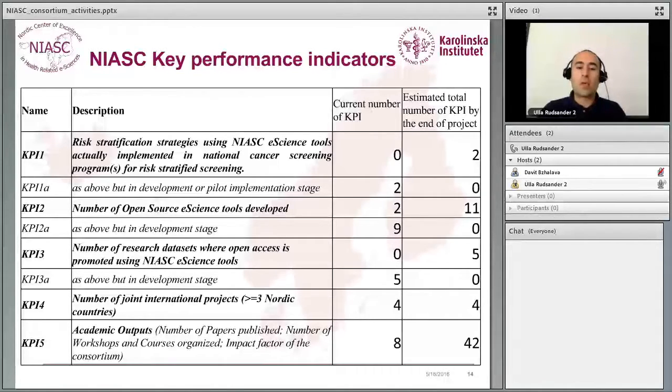And we also measure how many projects we have where at least 3 Nordic countries participate. At the moment we have 4 such projects ongoing. And we also have quite a lot of academic outputs, such as workshops and publications. 8 of them are already published or the workshops are organized, and 42 right now are under development or in the process of being finalized. Thank you very much, and if there are any questions.